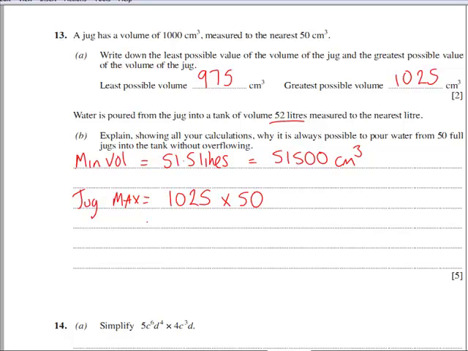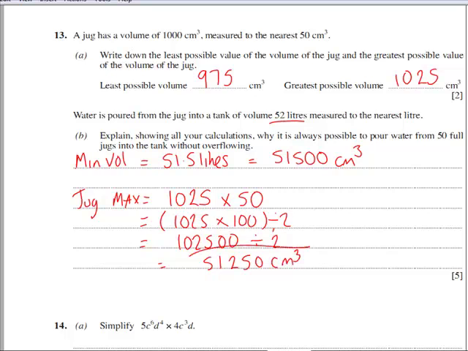A quicker way of doing this calculation would be to multiply by 100 and then divide my answer by 2, which is slightly easier, and it still multiplies by 50. So multiplying by 100, you can see that we get 102,500, and then we just need to divide that by 2, which will give me 51,250 centimetres cubed.